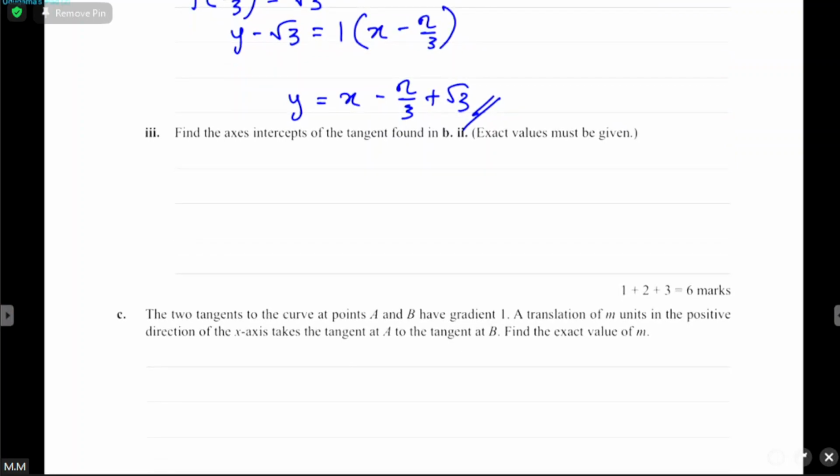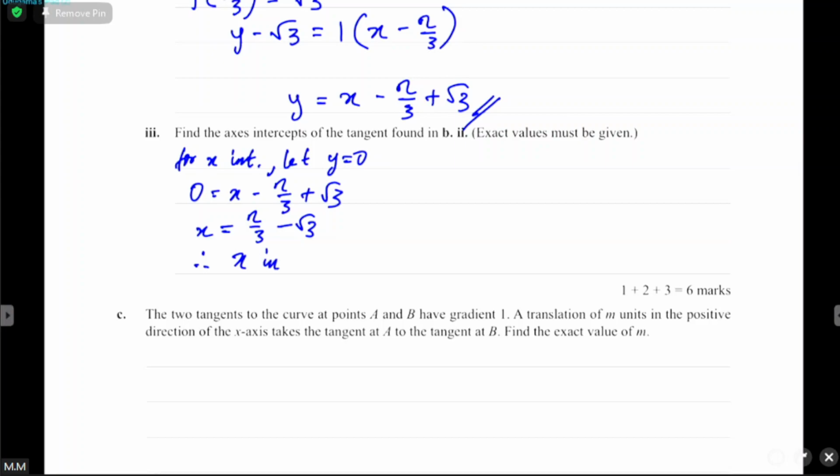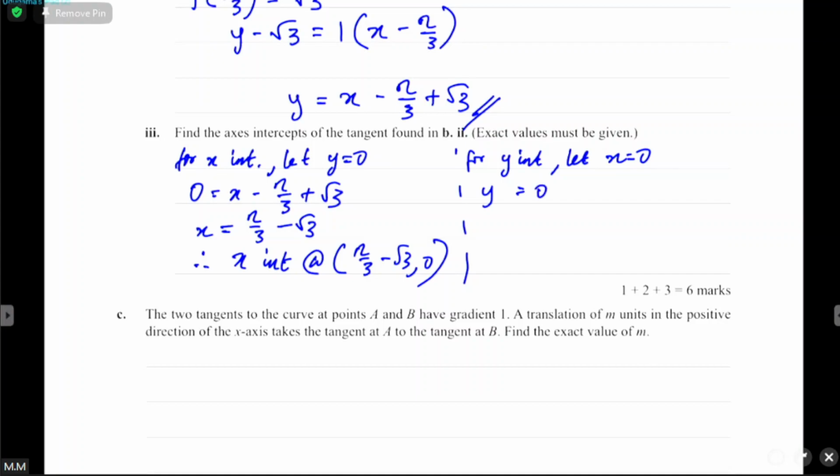For x-intercepts, let y equal 0. So 0 is equal to x minus pi on 3 plus root 3. So here the x-intercept is at pi on 3 minus root 3 comma 0. For y-intercept, let x equal 0. So y is equal to 0 minus pi on 3 plus root 3. Therefore the y-intercept is at 0 comma root 3 minus pi on 3.